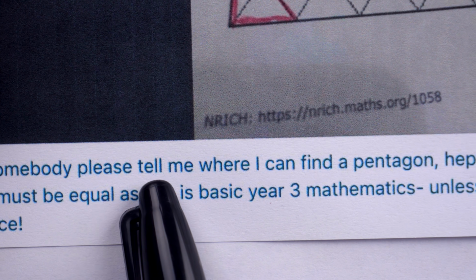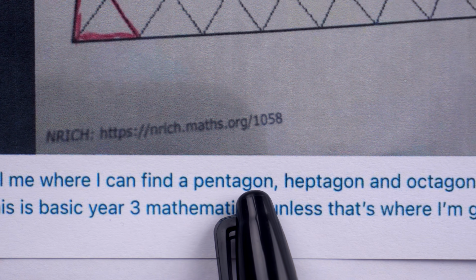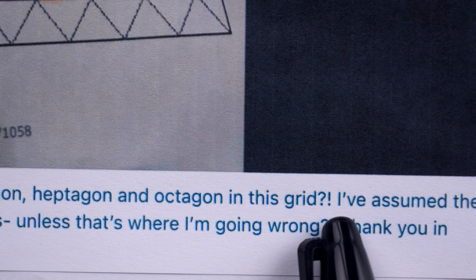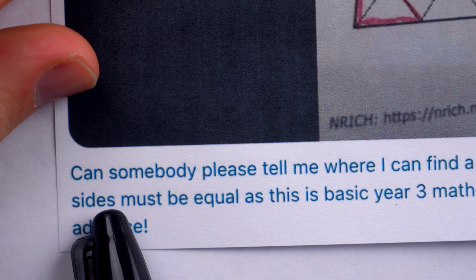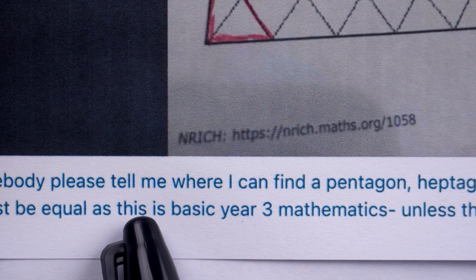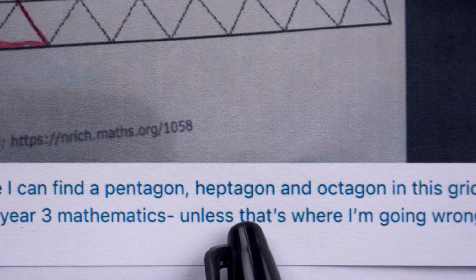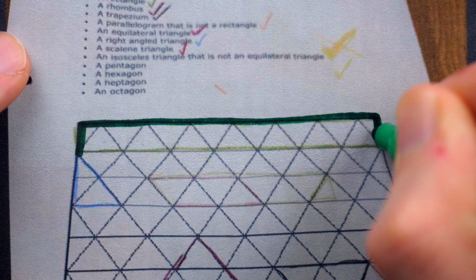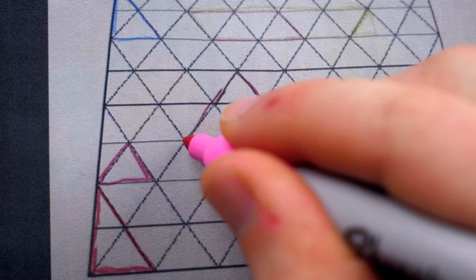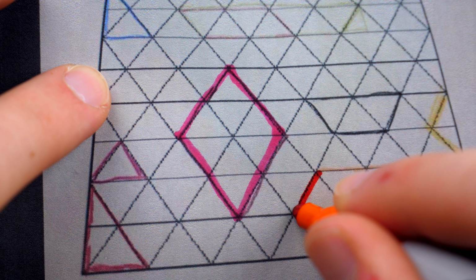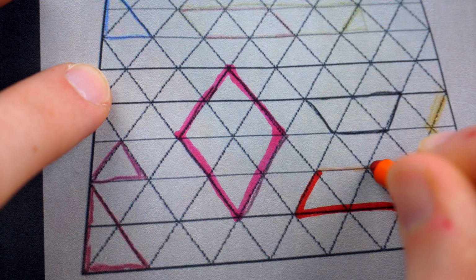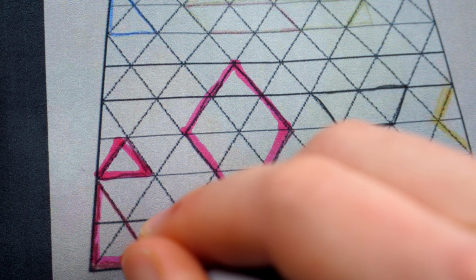Can somebody please tell me where I can find a pentagon, heptagon, and octagon in this grid? I've assumed the sides must be equal, as this is basic year 3 mathematics. Unless that's where I'm going wrong? Thank you in advance. Looking at the worksheet, we can see the OP has already found a rectangle, they've found a rhombus, a parallelogram that is not a rectangle, an equilateral triangle, a right-angled triangle.